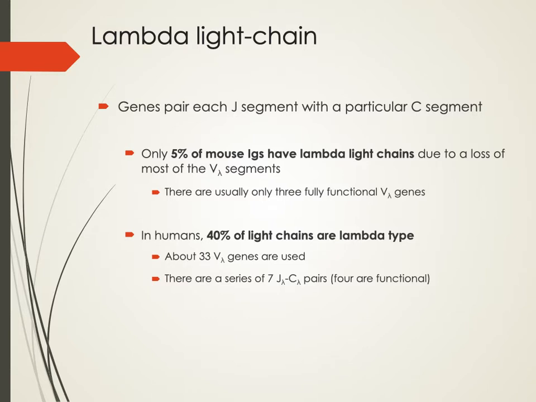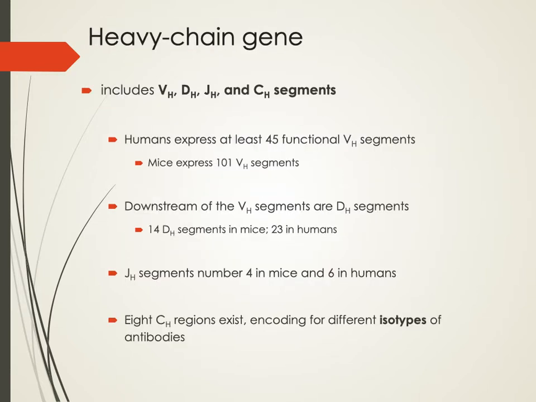Inversely, with mice, only about 5% of most IgGs have lambda light chains, and that's because they don't have as many variable regions, so they only have 3 functional variable regions. So there's a shift to about 95% of most IgGs, the light chain being the kappa form, because there's more variation among it.